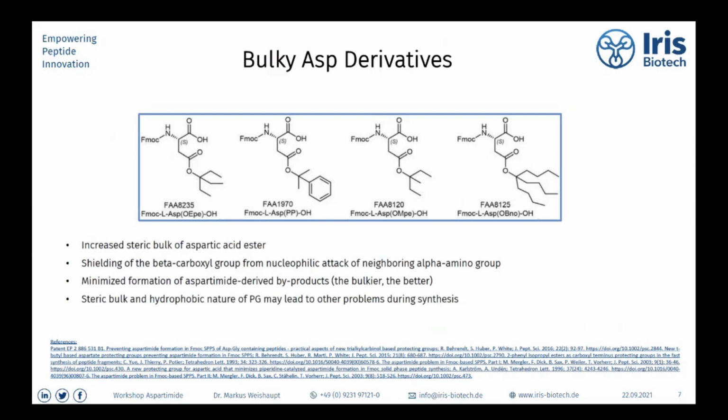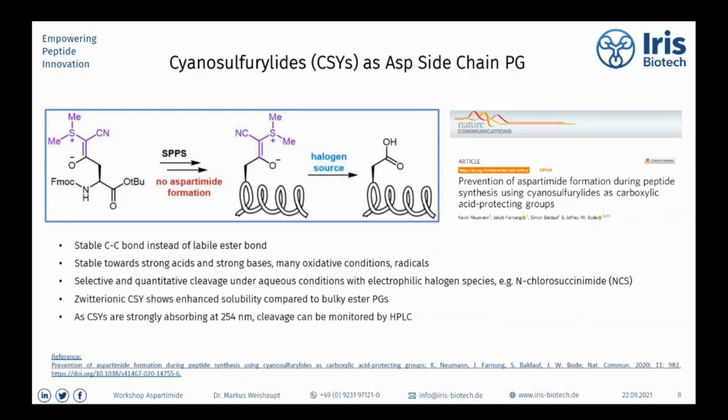One novel approach to protect the side chain of the aspartic acid residues is to mask it as a cyanosulfurylide, or CSY. This approach was published by the Bode group recently in Nature Communications. When looking at the CSY group, one striking difference to the protecting groups shown on the previous slide is that here, instead of the labile ester bond, you have a stable carbon-carbon bond.